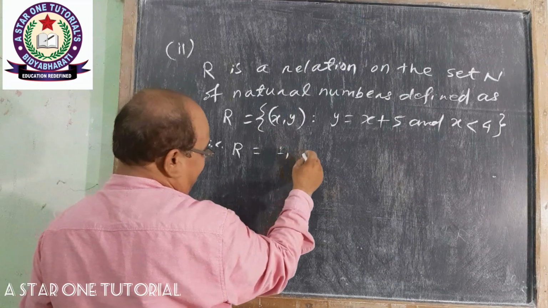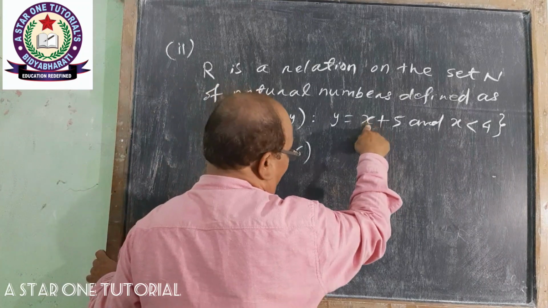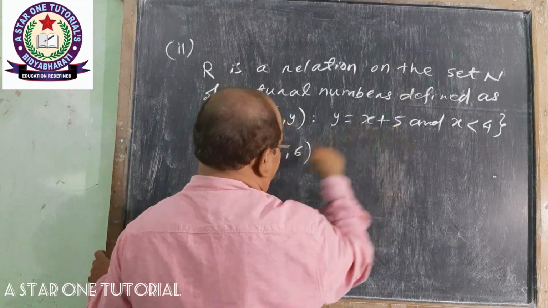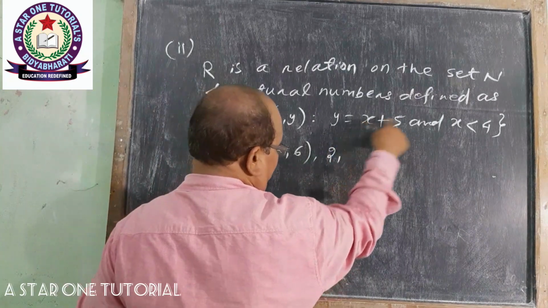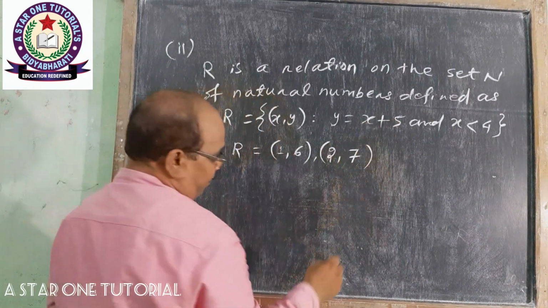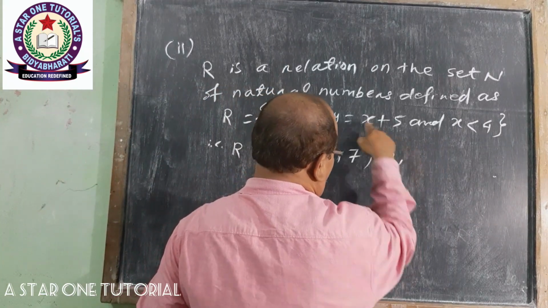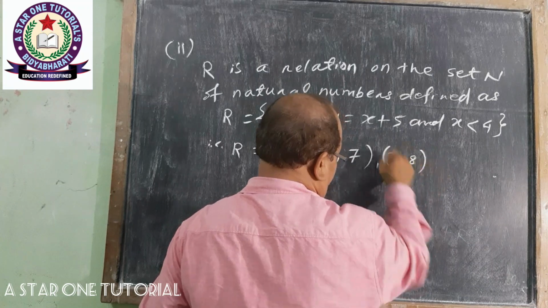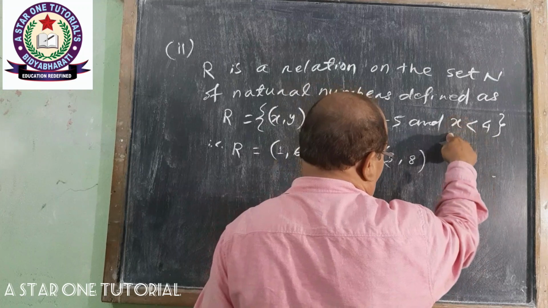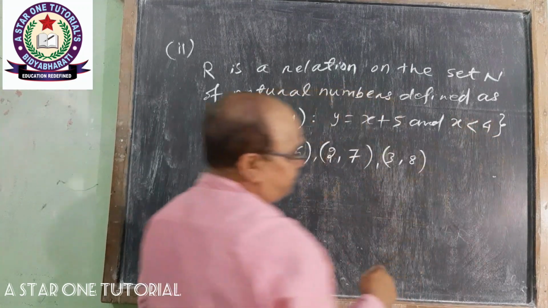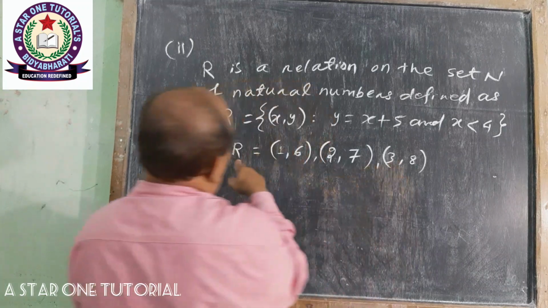That is, R = {(1, 6), ...}. If we take the value of x as 1, then y would be 1 plus 5, that is 6. The second element would be 2 plus 5, that is 7. The third element would be 3 plus 5, that is 8, (3, 8). We cannot take x as 4 because it is given that x is less than 4. Only these three elements are there in the relation R.